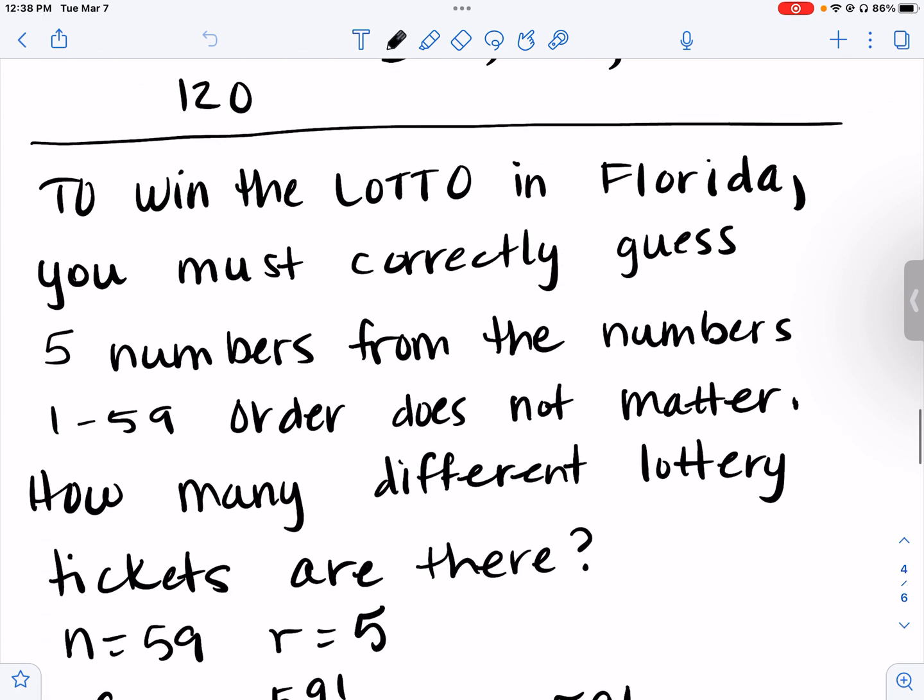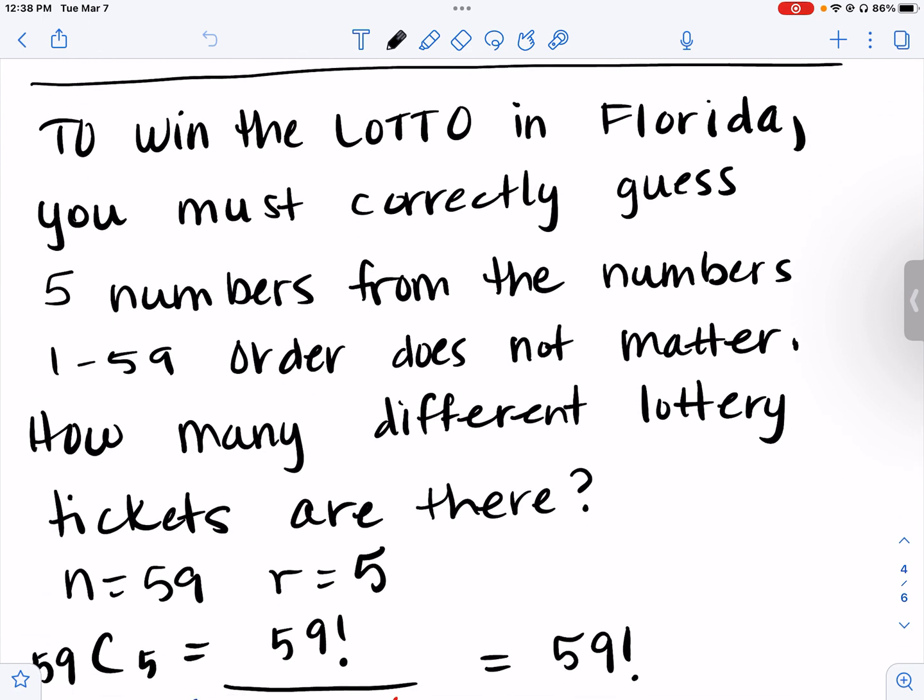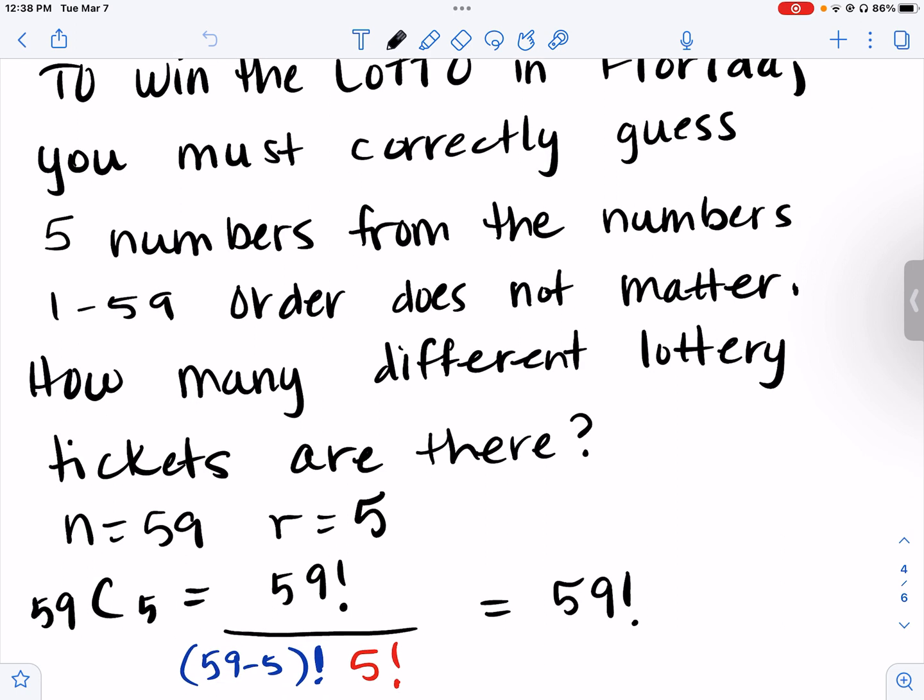To win the lotto in Florida, you must correctly guess 5 numbers from the numbers 1 through 59. Order does not matter. How many different lottery tickets are there? Okay, so you choose from 59 numbers, so that's N. You pick 5, so that's R. So we're doing a combination of 59 choose 5. So we would have 59 factorial on top. On bottom, it's N minus R, so 59 minus 5 in parentheses. And then R factorial would be our 5 factorial.